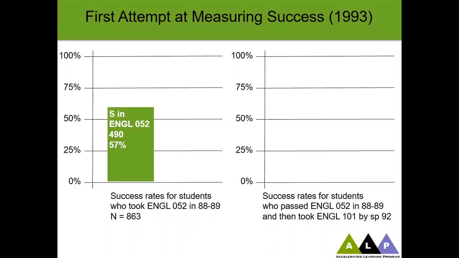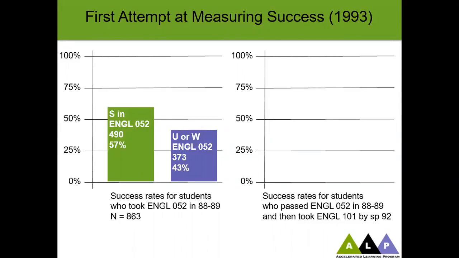The ones we chose to focus on were all the students who took our developmental English course, English 052, in the academic year 1988-89. There were 863 of those students, and we followed them for 4 years. What we discovered was that out of the 863, 490 actually passed English 052, the developmental course. That was 57%, which of course means that 43% didn't pass. 373 never passed.